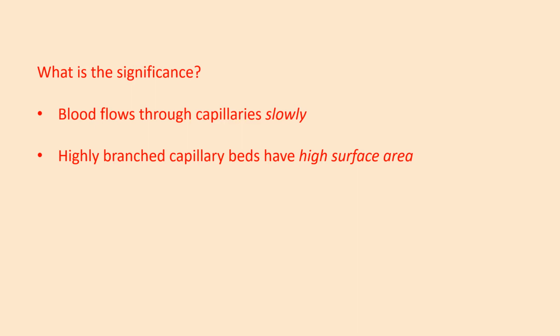So what is the significance of those two lines in the previous graph? It's important that blood flows through capillaries slowly. The more time that blood spends passing through a capillary, the more time there is for exchange. Another point of significance is that capillary beds have a high surface area. All exchange occurs across a surface. The more surface area, the more opportunity there is for exchange.